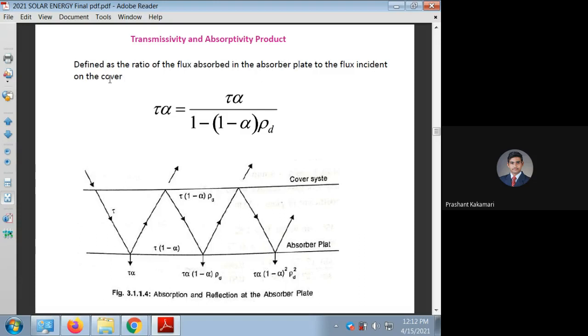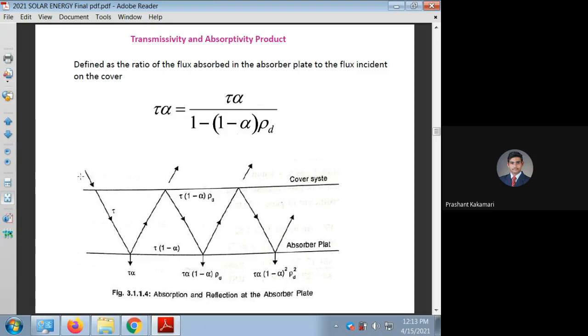So the solar radiation incident on the cover plate will be high compared to the solar radiation absorbed by the absorber plate. If you consider this ratio, I can write it as tau alpha: the total incident radiation which passes on to the absorber plate will be tau alpha, over the total flux incident on the cover plate.